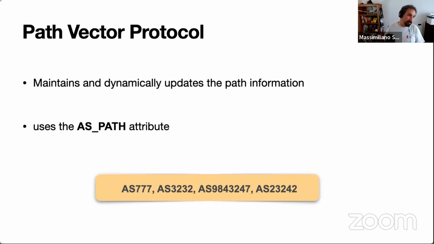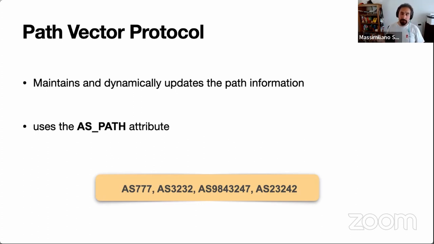So we have a path vector protocol with BGP, which maintains dynamic updates with the path information and uses the ASPath attribute as the main point to define how distant something is from one system to another. So the ASPath is the sequence of autonomous systems that a packet would have to transit through to reach a certain destination.